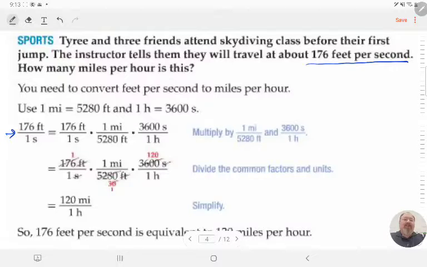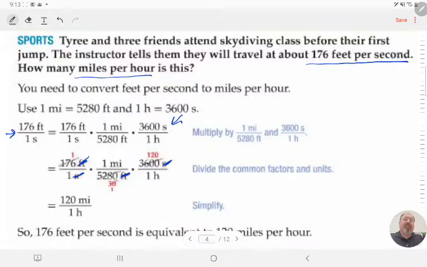Then I also have to convert the seconds to hours. So I'm going to multiply that times 3,600 seconds over 1 hour. Again, the seconds are in the denominator, so when I convert, the seconds have to be in the numerator. So now I take a look at what I can simplify, okay? Well, I know the seconds can go out and the feet can go out. Now, when I look straight across at the top, all I have is miles. Straight across the bottom is hours.